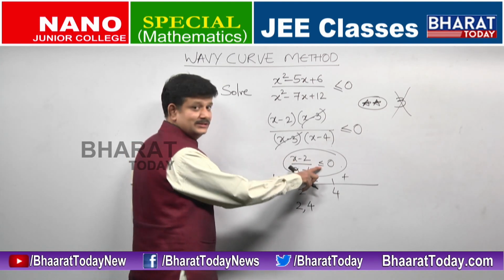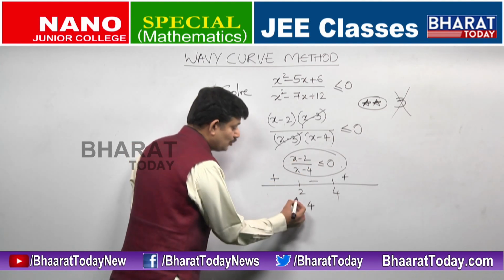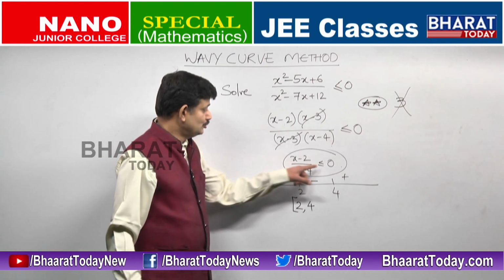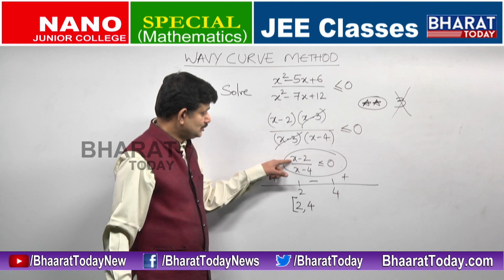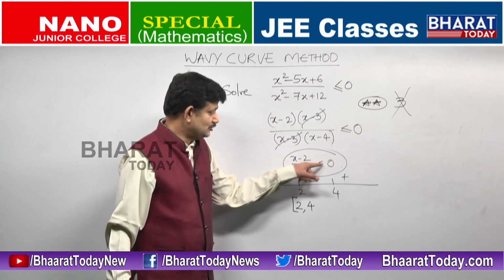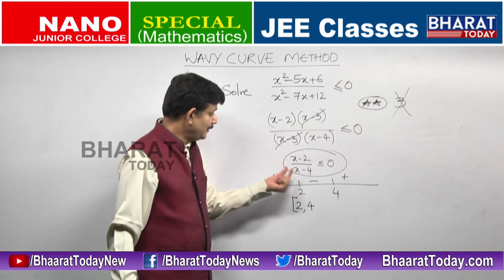x equal to 2 will make it 0 and it can be 0, right? So closed at 2. You have to be very careful here. See, 2 is permitted. 2 minus 2 is 0. It is in the numerator, and numerator 0 is permitted.